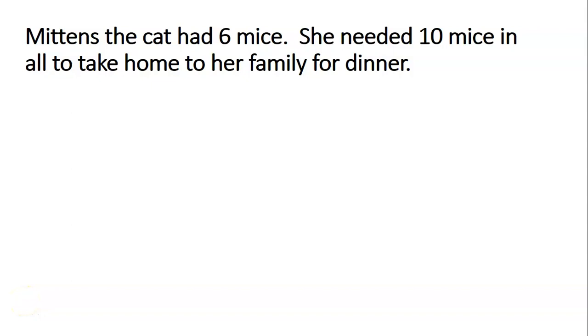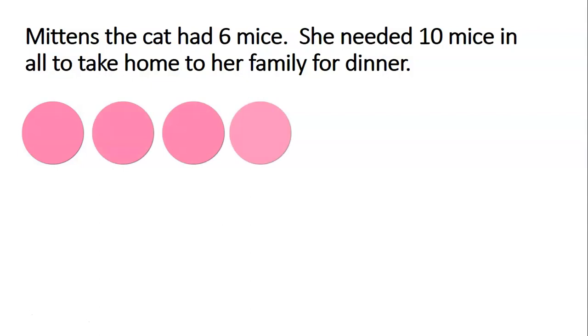Okay guys, on to our last problem. Mittens the cat had 6 mice. She needed 10 mice in all to take home to her family for dinner. So instead of using pictures of mice, we're going to use circles to represent the mice. We're going to use solid circles, or the ones that are filled in, to represent the mice that she had. So she had 6. 1, 2, 3, 4, 5, 6. And notice I'm using my 5 group as well. Now, she needed 10 mice in all to take home to her family for dinner.